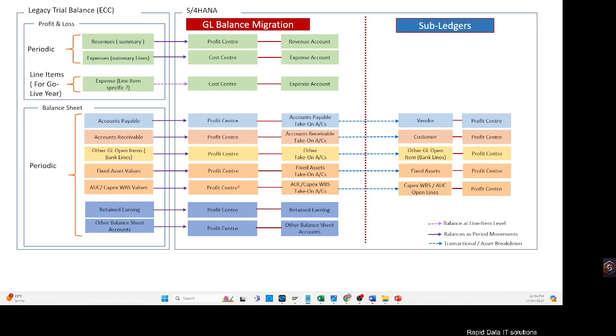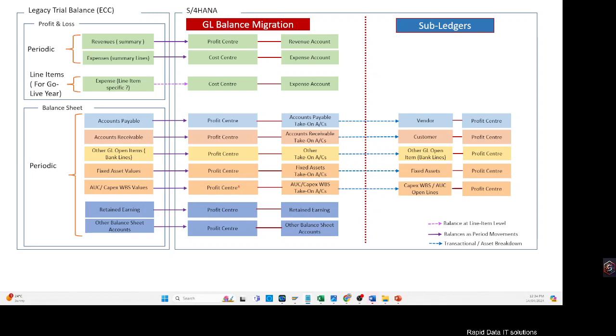So this diagram shows you on the left hand side the legacy system. In this case, we're going to focus on the ECC, but it's not too different for any other ERP for that matter. And we are moving into the S4 world, and we have divided the migration of the financial data into two groups, the ledger and the subledger. The red one, the GL balance migration, is the ledger, and then we got the subledgers on the rightmost column. So the way it works, let's focus on the GL balance first.